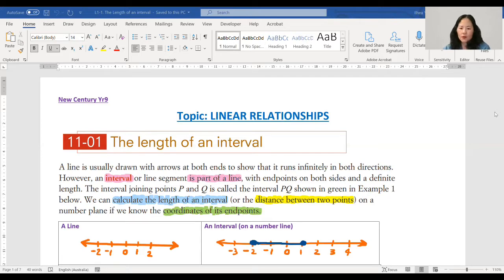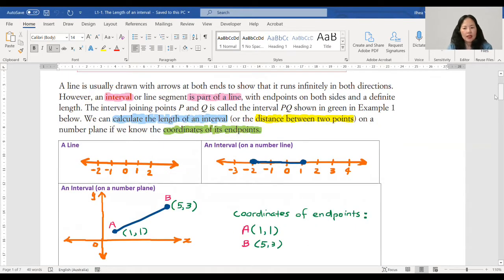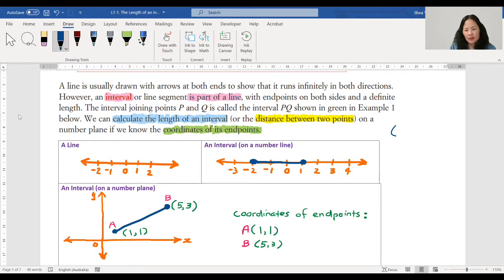Well, we will have a look at the example in a minute, but I did draw something different right here. We can calculate the length of an interval or the distance between 2 points on a number plane if we know the coordinates of its endpoints. Now, coordinates are the x value and y value in point form. So, for example, like (2, 3). These are the coordinates of endpoints. So, you should have 2 points, wouldn't you? Because it's at both ends.